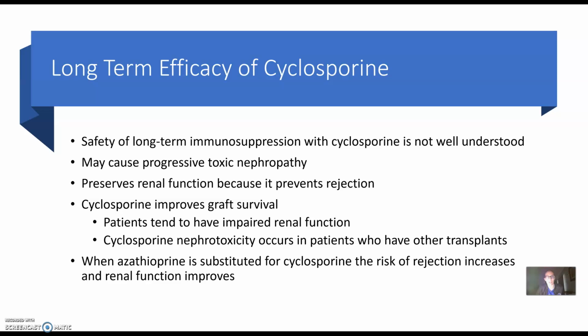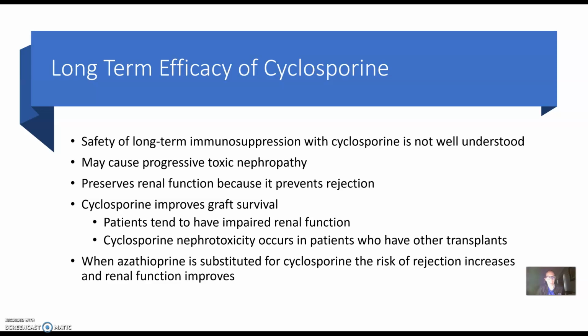The safety of long-term immunosuppression with cyclosporine is not well understood. Using this drug may cause progressive toxic nephropathy. It can preserve renal function because it prevents rejection. Cyclosporine improves graft survival. Patients tend to have impaired renal function after this, though. Cyclosporine nephrotoxicity occurs in patients who have other transplants.